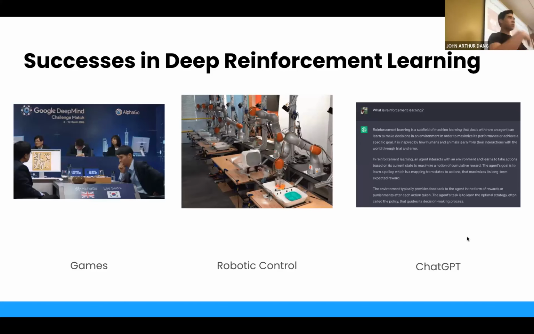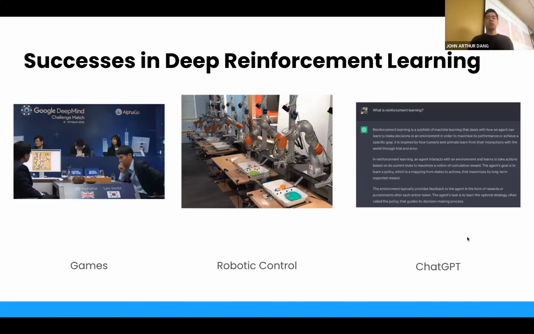Before we get into some more mathematical formulation about reinforcement learning, I want to give you some taste of where reinforcement learning has been applied in the real world already, just to give you a sense of the fact that this is not something that's just in theory or in research, but this has real practical implications in the real world.